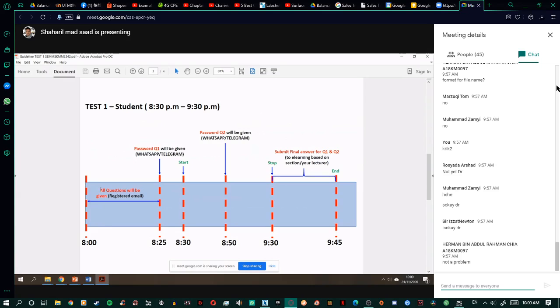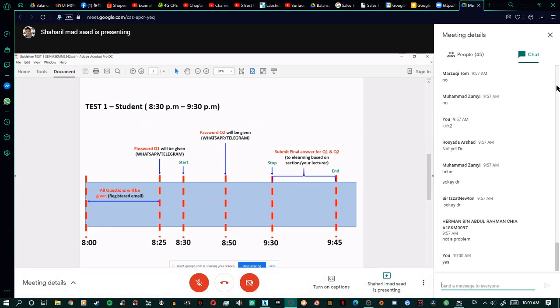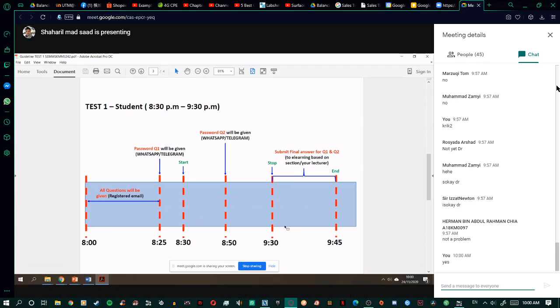This is the timeline. The question will be given at 8. You have registered your email into the link that I gave you. Then at 8:35 you will receive a password. Then at 8:30 you will start. At 8:50 you will receive the password for Q2, and then you will stop at 9:30. The test duration is about 1 hour, and then you have about 15 minutes to submit. I will forward this through your WhatsApp group.